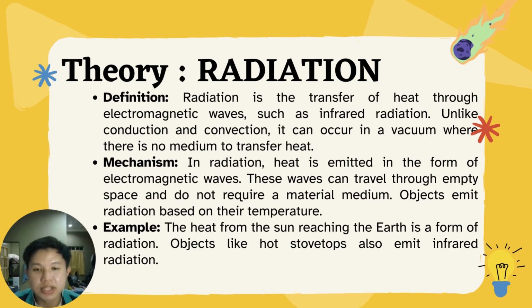Objects emit radiation based on their temperature. One example of radiation is the heat from the sun reaching the earth. Objects like hot stovetops also emit infrared radiation.